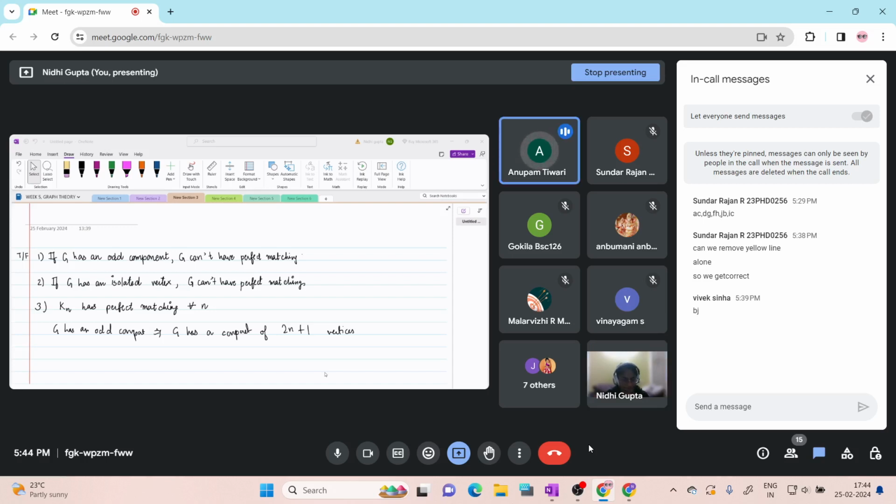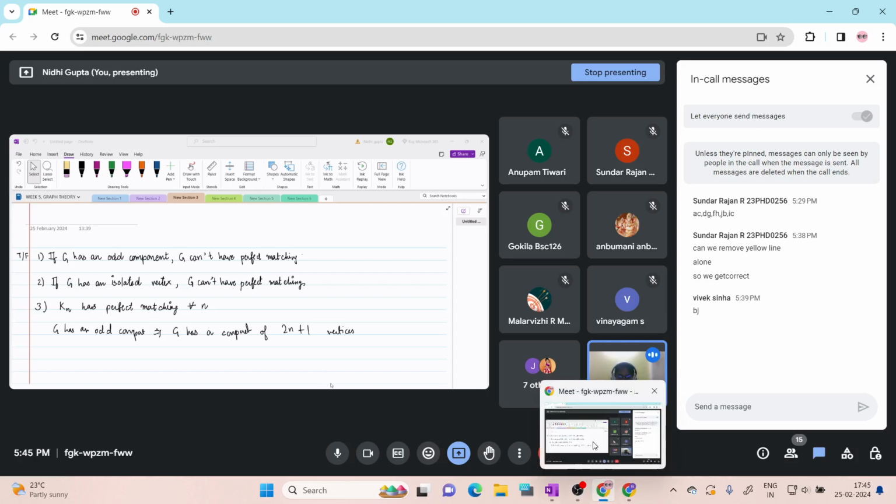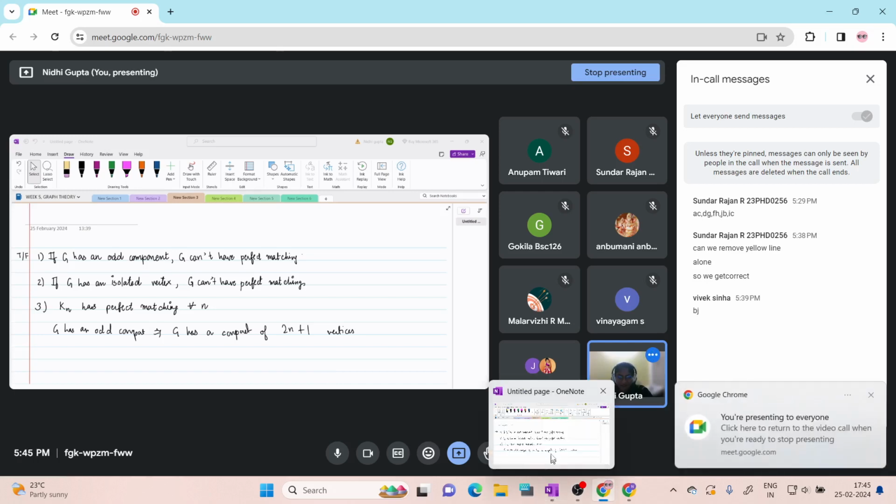Because, ma'am, it will always leave one single vertex with degree 1. Yes, true. Because in perfect matching we have to find disjoint edges which are covering all the vertices, and each edge is covering 2 vertices. So if a graph has 2n plus 1 vertices, we cannot have a matching with more than n edges, because after n edges, to cover the leftover vertex, we have to cover it with a vertex which has already been matched. So if G has an odd component, G can never have a perfect matching. So does everyone understand why it is true?